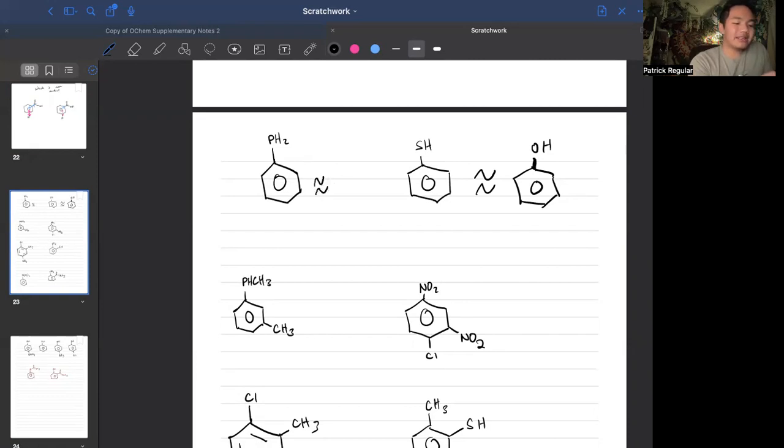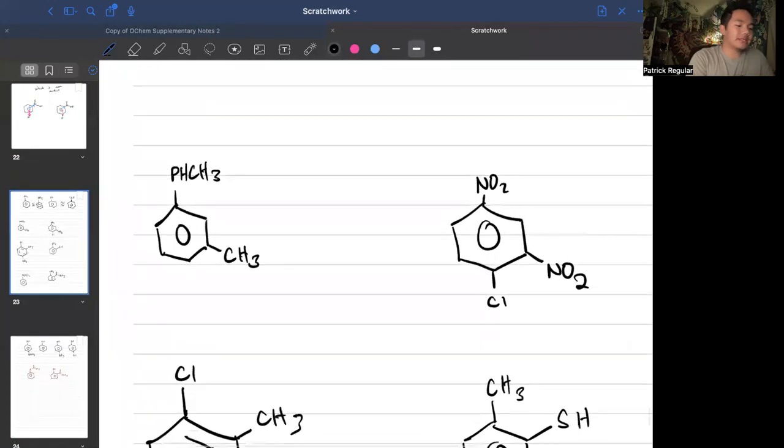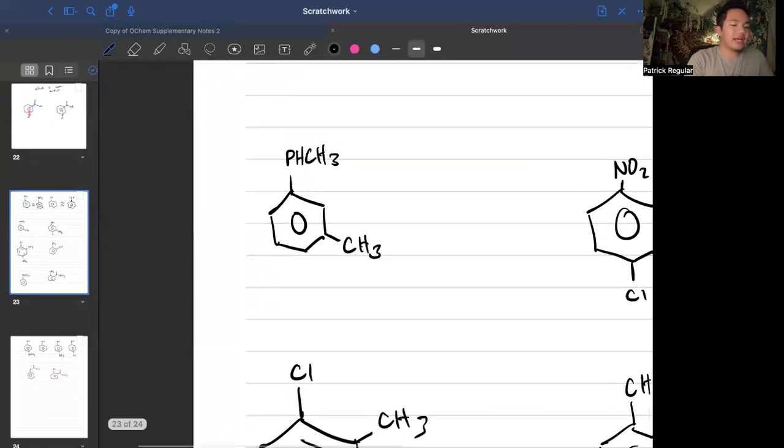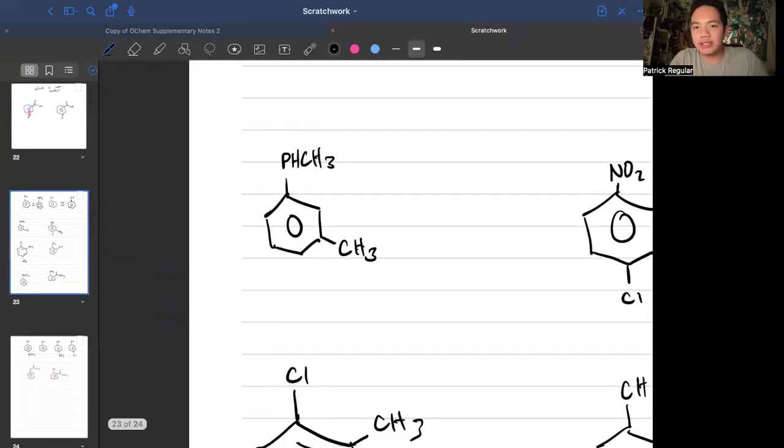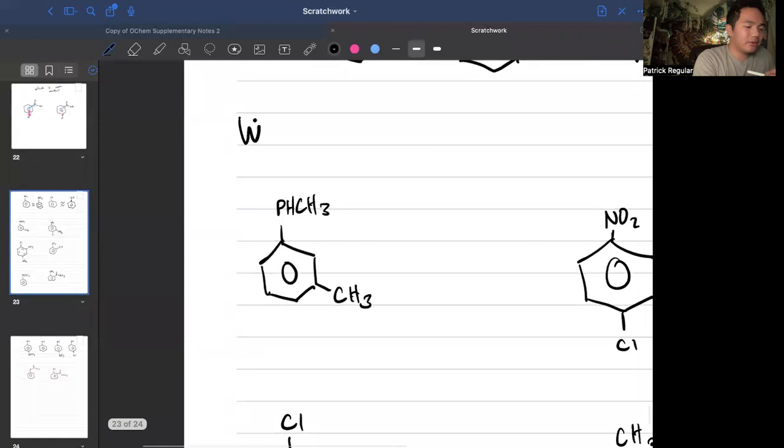PH2, treat it like aniline, NH2. Let's drop the lone pairs. It has the same properties, still a strong activator like NH2. It's treated the same. So let's look at this. If we're trying to analyze which of the following hydrogens will be pulled off in an electrophilic aromatic substitution, essentially, where will the electrophile add?